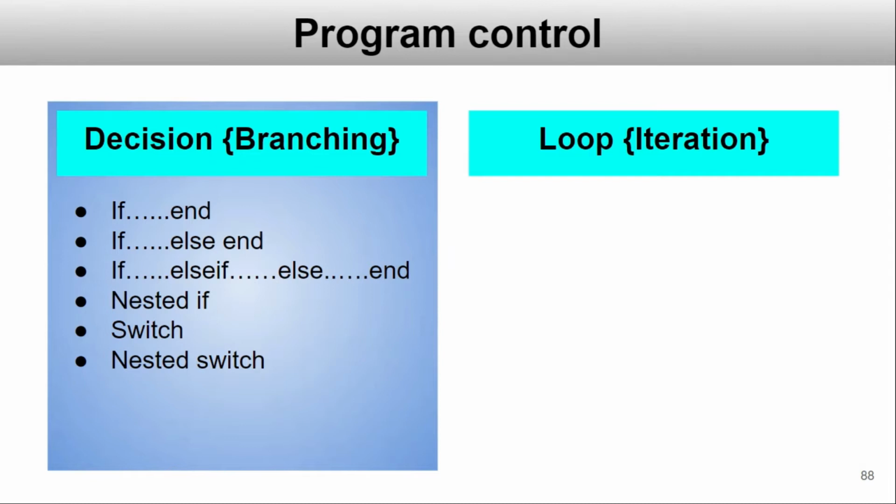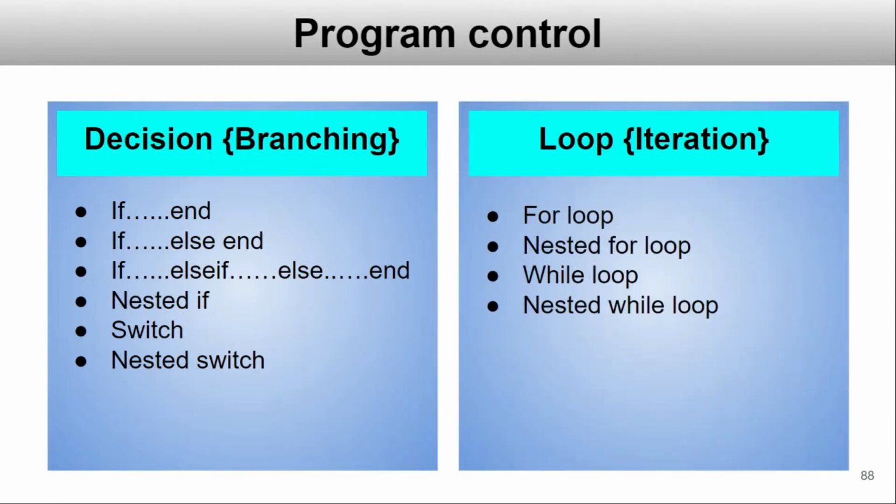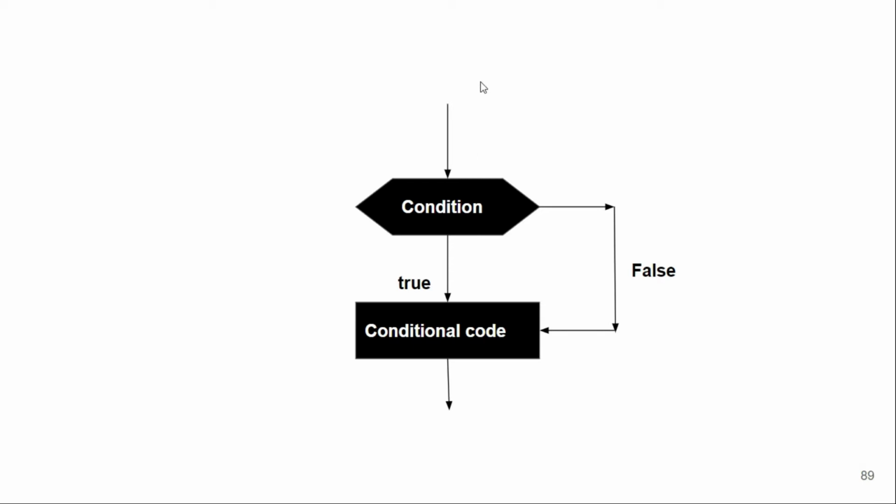In that we have the for loop. A for loop is good when we work with numbers, and nested for loop means a for loop inside a for loop. A while loop is good when we work on characters or words, and nested while loop means a while loop inside a while loop.